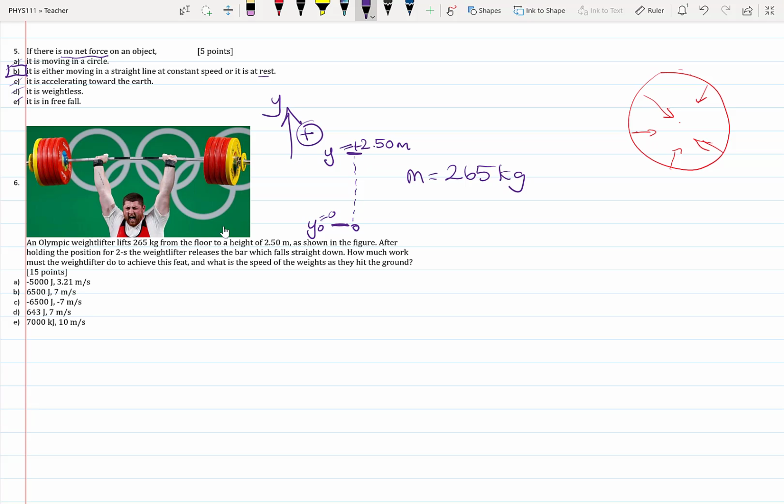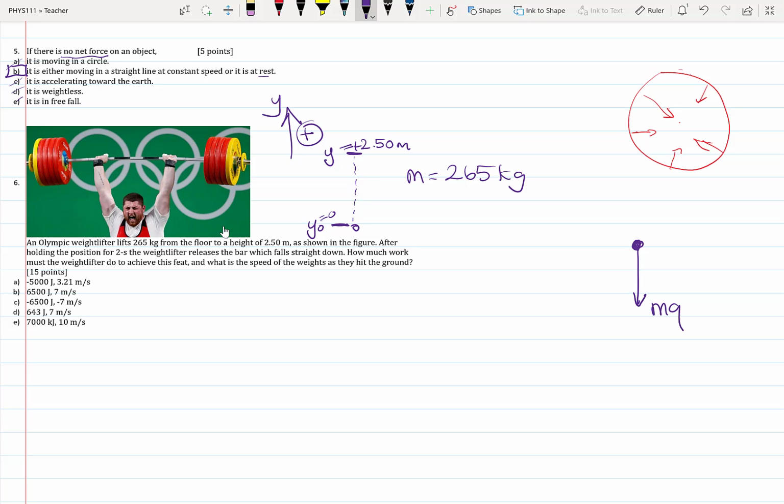So that feat is to get it off the ground and lift it up to a height of 2.5 meters. How much work must the weightlifter do on the bar? Well, if somebody's asking you about work, you're going to have to calculate the forces acting on the object. How much work is the weightlifter doing on the bar? The bar is the object. So let me look at the forces acting on the bar.